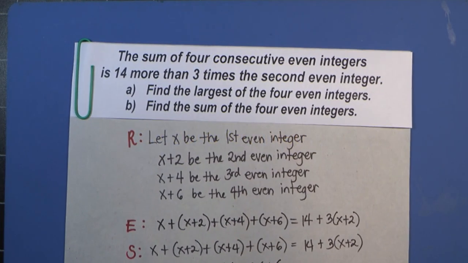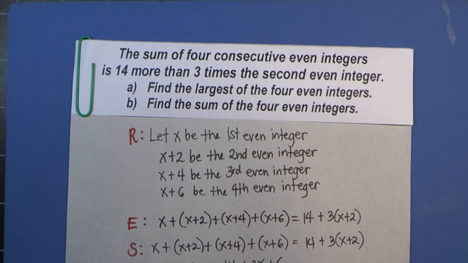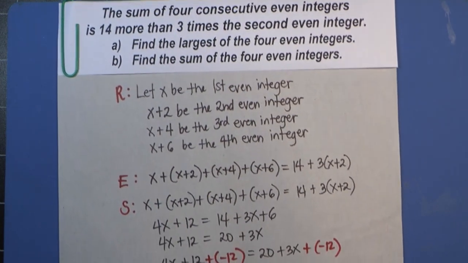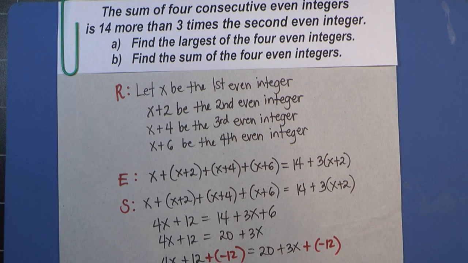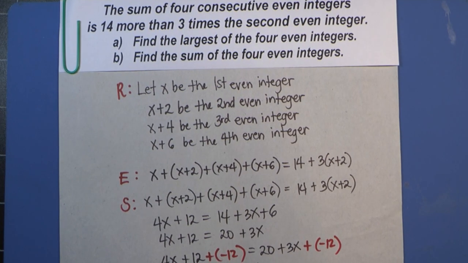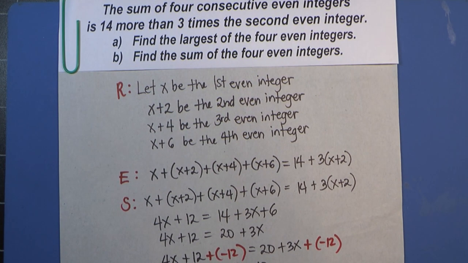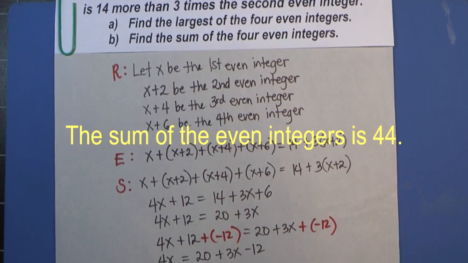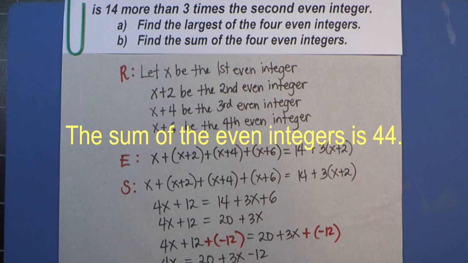Next, we are asked to find the sum of the 4 even integers. Since x is equal to 8, then the even integers are 8, 10, 12, and 14. The sum of these 4 even integers is 44.